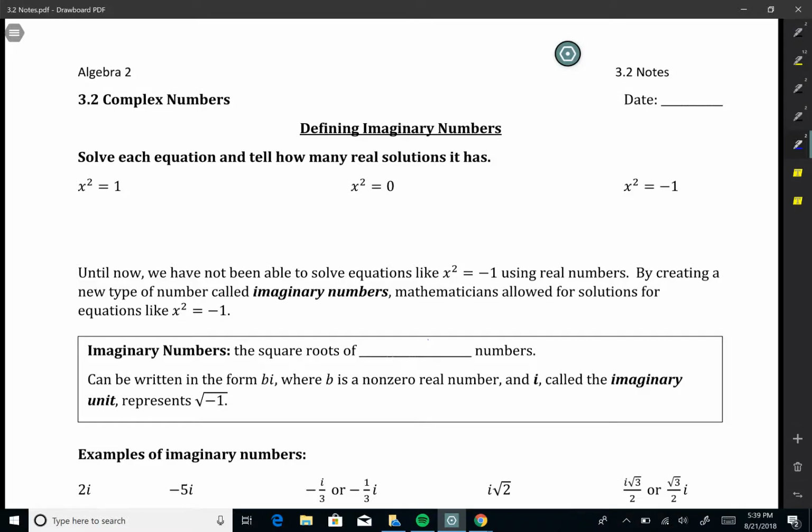Hi guys, welcome to section 3.2, which is called complex numbers. Before we talk about complex numbers, we need to learn an important part of complex numbers, which is imaginary numbers.